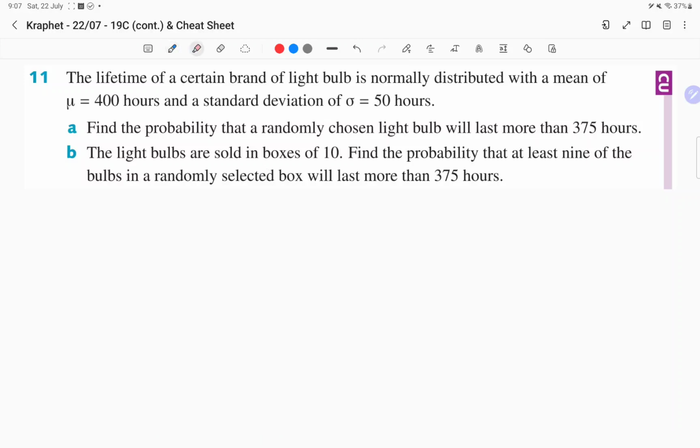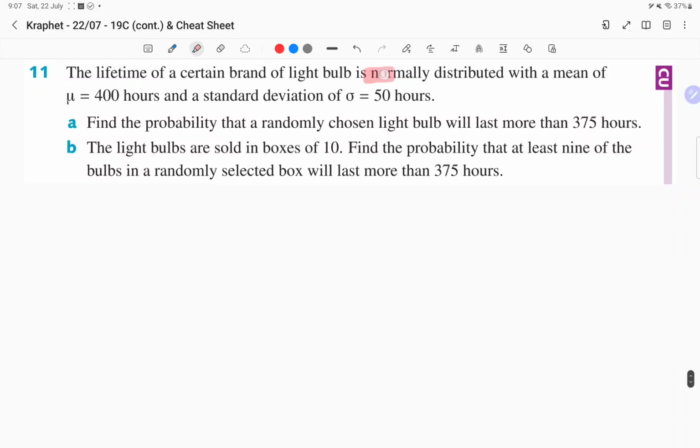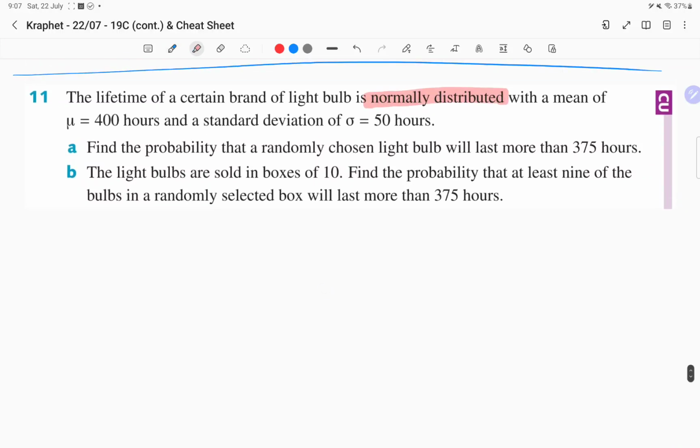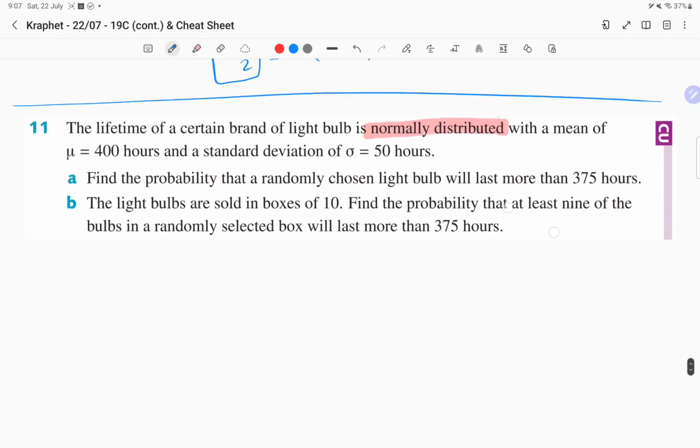So, lifetime of a certain brand of light bulb. When you see the keyword normally distributed, you know it's a normal distribution. What are the two parameters for normal distribution? Mean, sigma, right? Let's say we have both of them. Mean of 400, okay, good. Standard deviation 50, okay, good. Let's write that down. Mean and standard deviation. Question A, find the probability that a randomly chosen light bulb will last more than 375 hours.